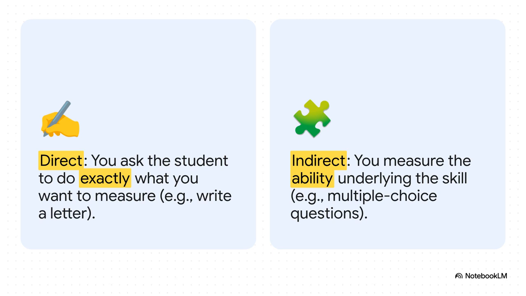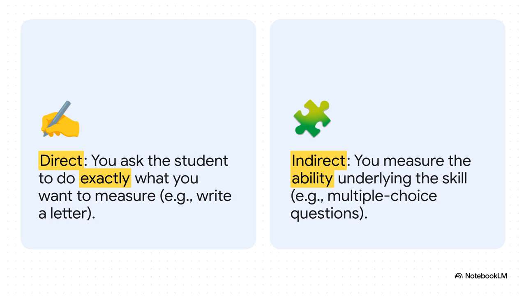Then you've got this question of, well, how real is it? A direct test is beautifully simple. If you want to test someone's writing, you make them write an essay. Easy. An indirect test, on the other hand, measures an underlying skill, like using a multiple-choice quiz to test grammar rules.